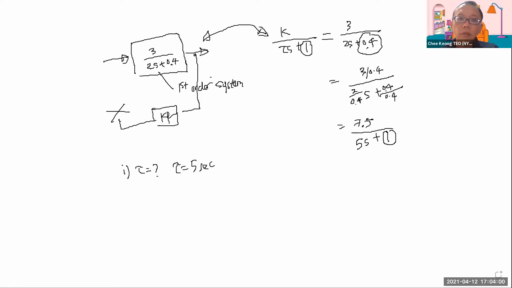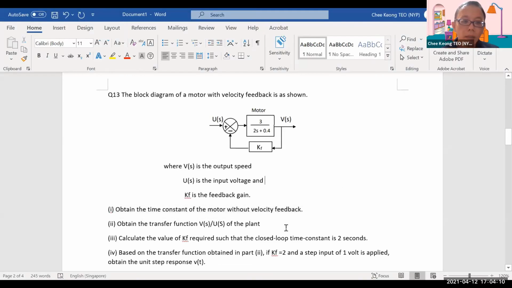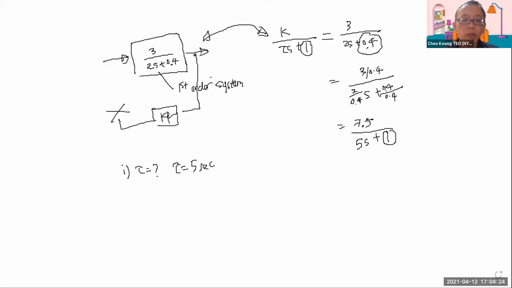Now let's look at the second part. What do they want? Let me move back to the question. Now, for the second part, they want to obtain the closed loop transfer function of V over U of S, right? Closed loop transfer function. Now, let's go back to the whiteboard again. How to find the closed loop transfer function? They want you to close the loop back.